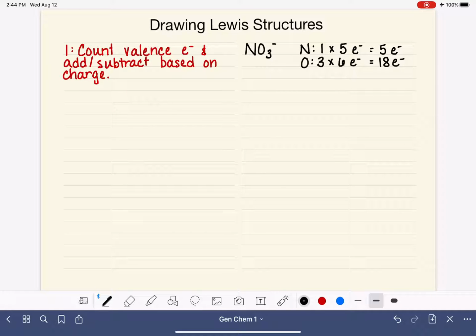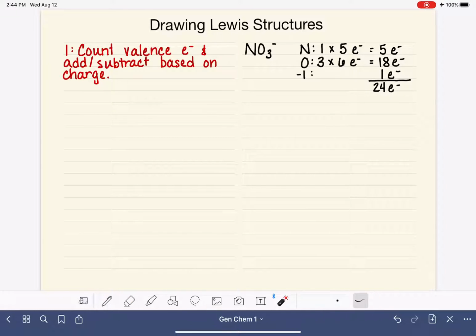And then we also have that -1 charge on the anion. The -1 charge means that we have added an extra electron. So remember, a negative charge means that there's an extra electron. If this was a positive charge, we'd be subtracting an electron from this count. So we're going to add all of these up, and this adds up to 24 electrons.